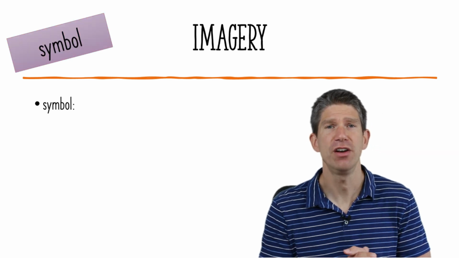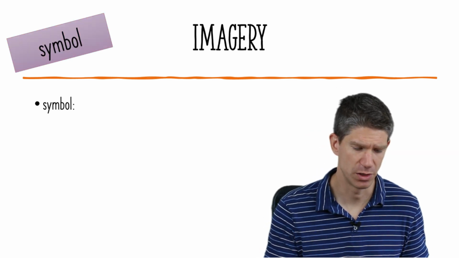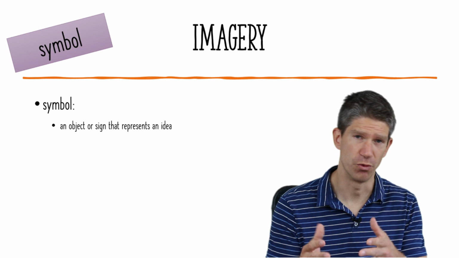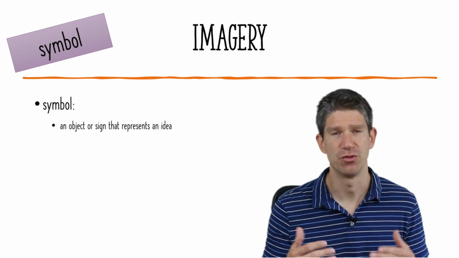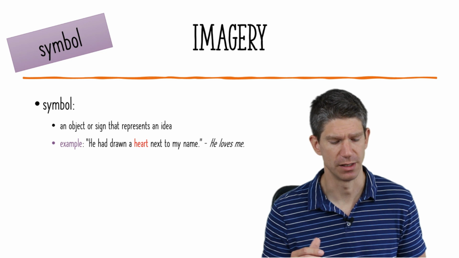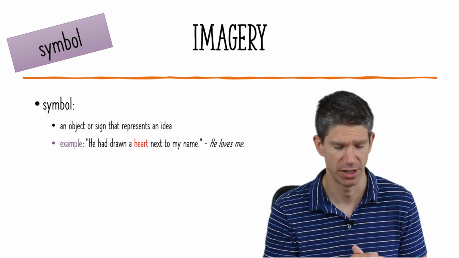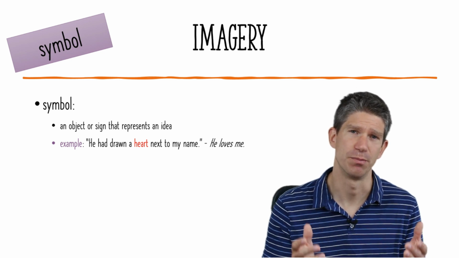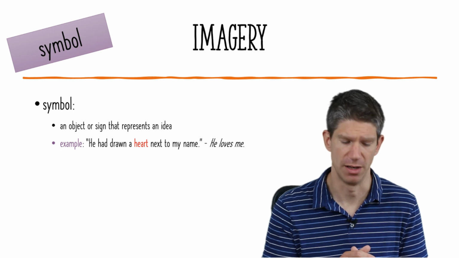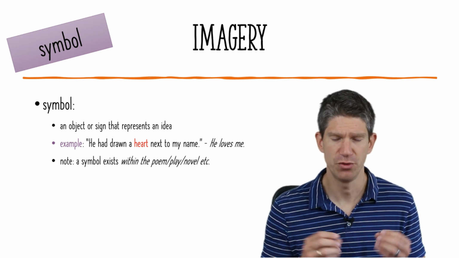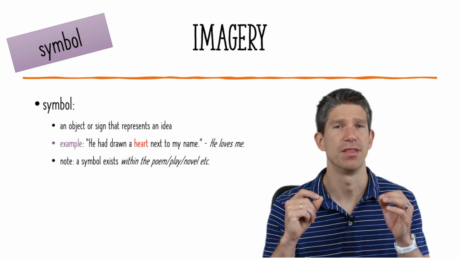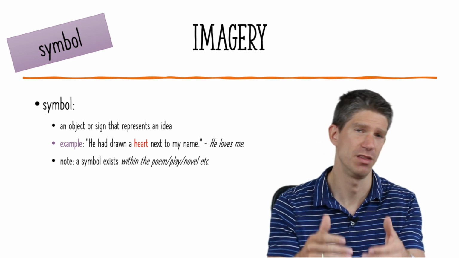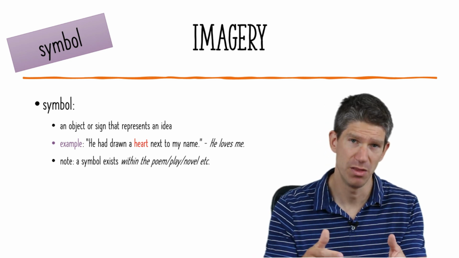A symbol is very different from the other things, as you will shortly see. A symbol always is an object or a sign, so something written or something really existing, and it represents an idea. For example, if it says somewhere he had drawn a heart next to my name, it probably means he loves me, because the heart is a pretty universal symbol for love. The difference, and this is really important, I think, is that this symbol exists on the level of the work of art. So it exists within the novel, for example, it exists within the poem.